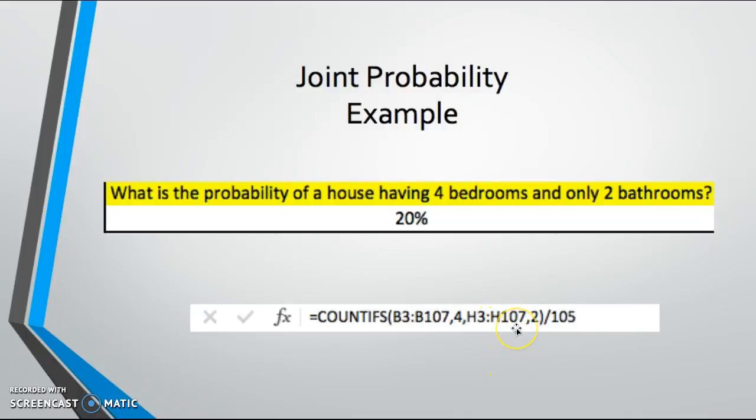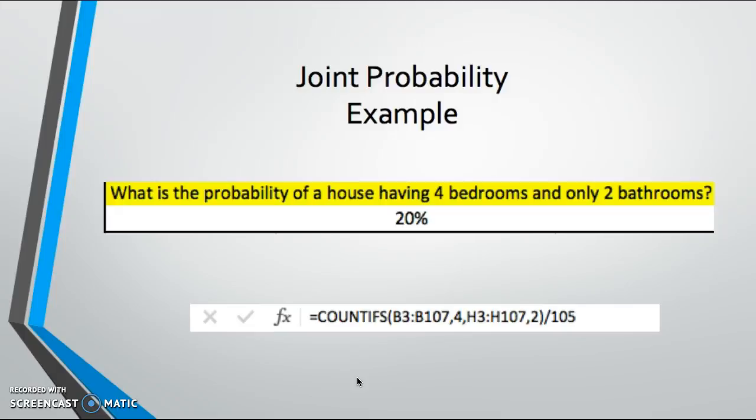Then lastly, I want to filter out the houses that have two bathrooms. So I did comma 2. And I divided the total by the total number of observations, which is 105. After doing that function, I came to the probability of 20%. You have a 20% chance of buying a house with 4 bedrooms and only 2 bathrooms.